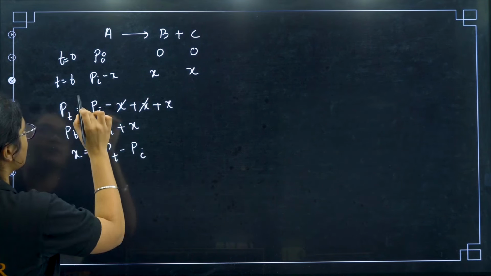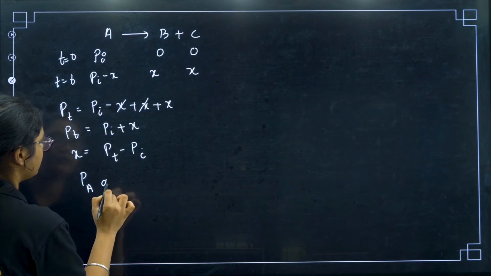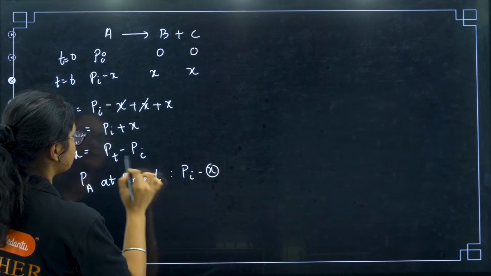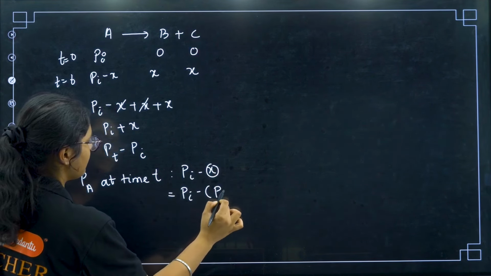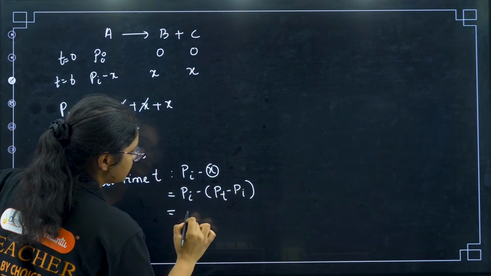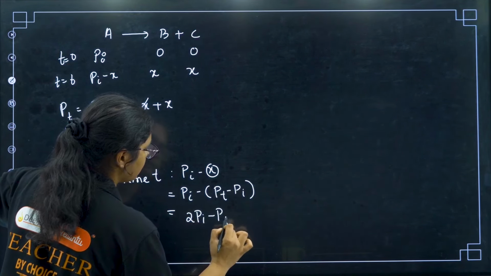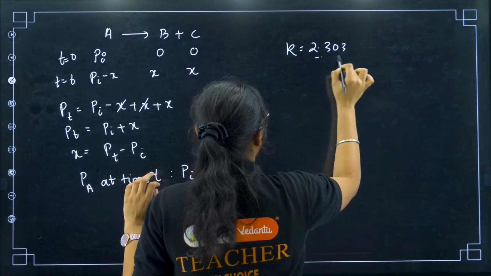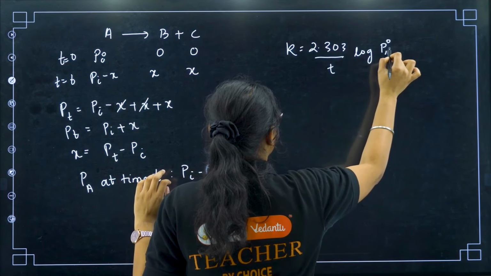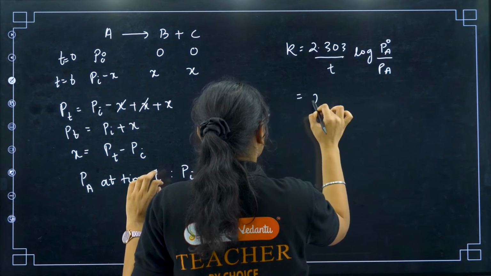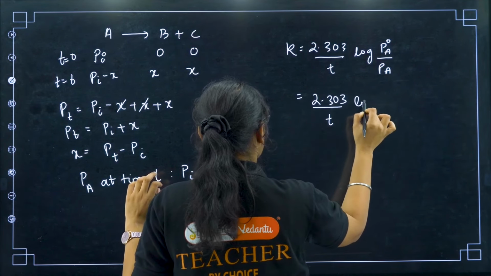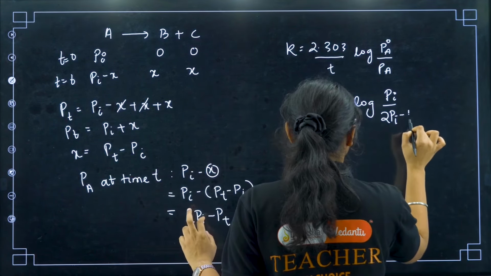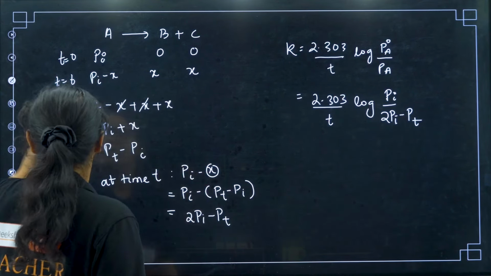Then what is the pressure of A at time T? That is Pi minus X. Now in place of X I can substitute Pt minus Pi, so Pi minus (Pt minus Pi). If I calculate this, I will get 2 Pi minus Pt. Now K is equal to 2.303 by T log of initial pressure of A by final pressure of A. So K is 2.303 by T log of Pi by (2 Pi minus P total). This will give you the K value.